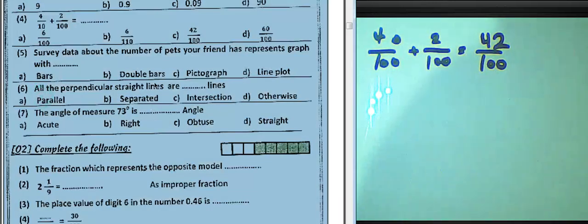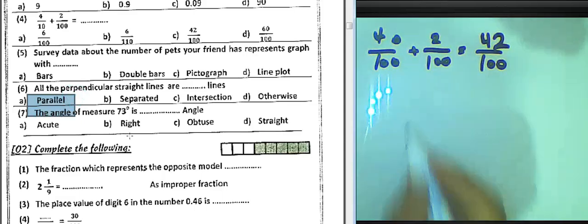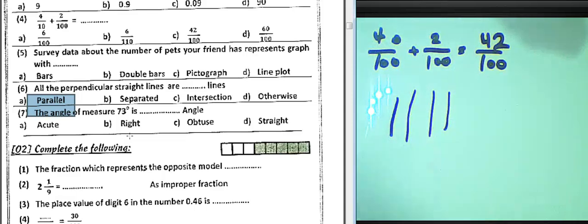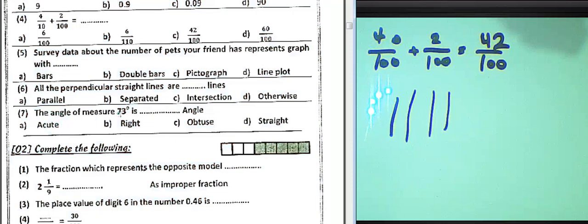All the perpendicular straight lines are parallel. All perpendicular straight lines here, all will be parallel. Okay. The angle measures 73, a right angle is 90 degrees, and 73 is less than 90, so it will be acute.